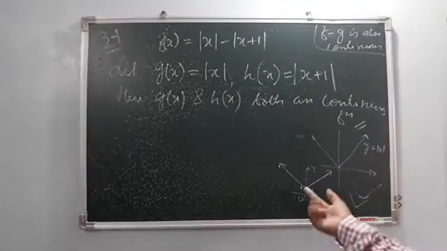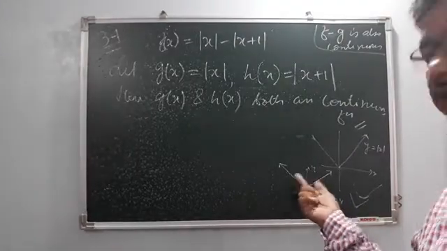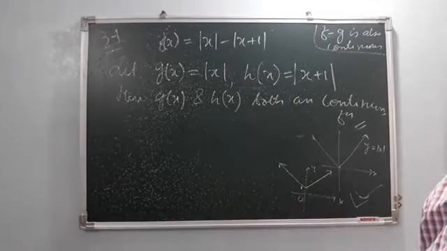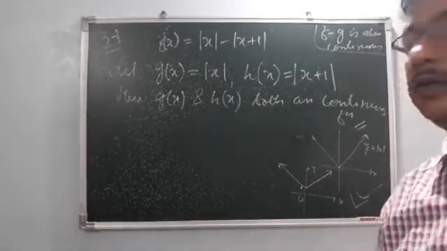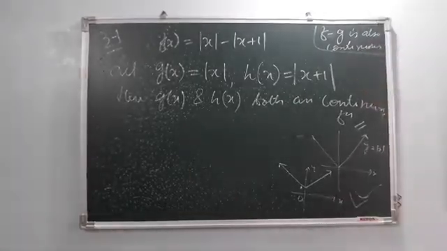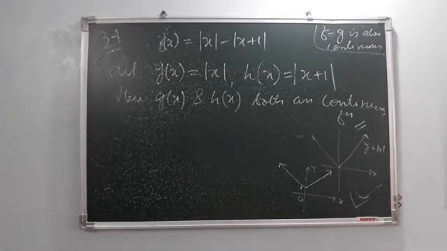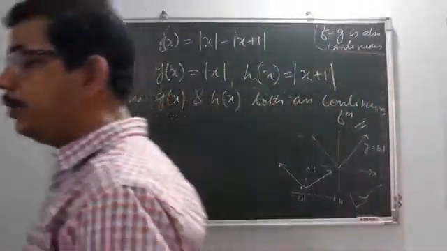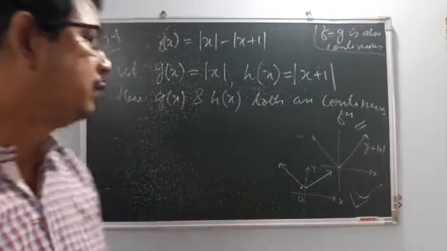These are two rays, you can say, joined at this point, so of course it is continuous. There also it is continuous, so that's why gx and hx both are continuous. So you cannot say that they are discontinuous functions. Every modulus function is a continuous function.